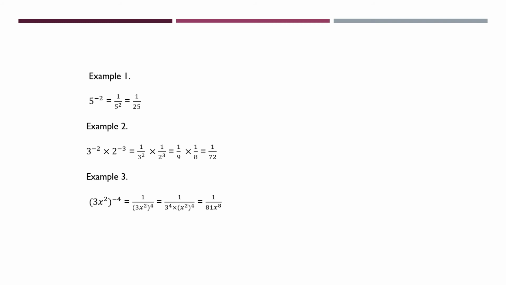We will consider some examples. 5 raised to minus 2. We can write it as 1 by 5 raised to 2. Then 1 by 5 raised to 2 will be equal to 1 by 25.